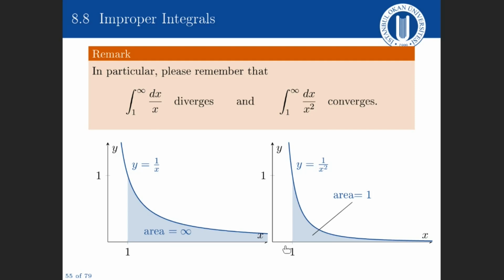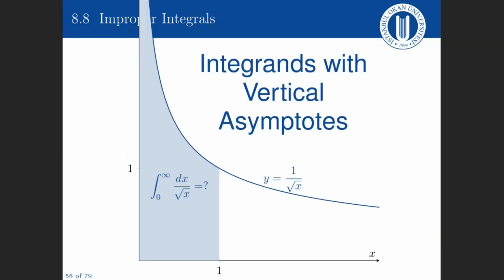You might be a little doubtful of this looking at the pictures, because the area I've shaded blue here doesn't look that different, and yet the one on the right is 1 and the one on the left is infinity. The key is how quickly the graph goes down to 0 as we go to the right. This one goes down very, very quickly. This one goes down slowly. So this is why one is finite and one is infinite.